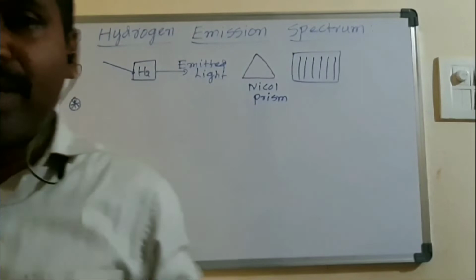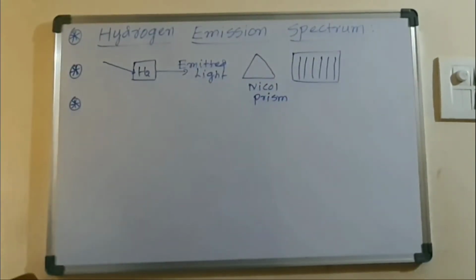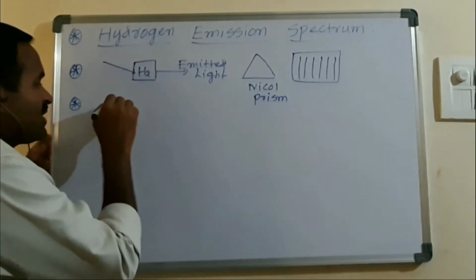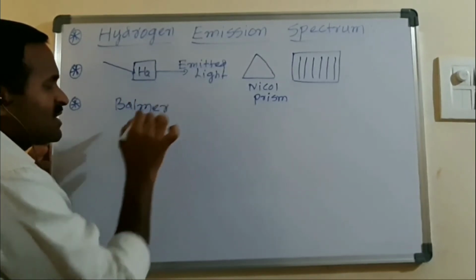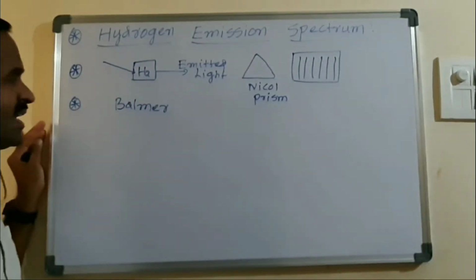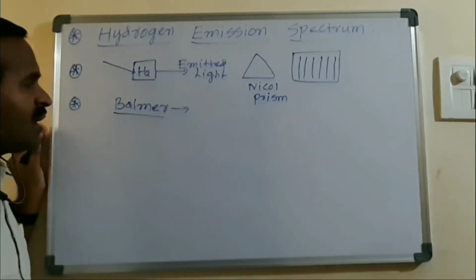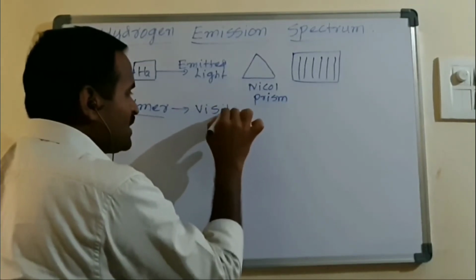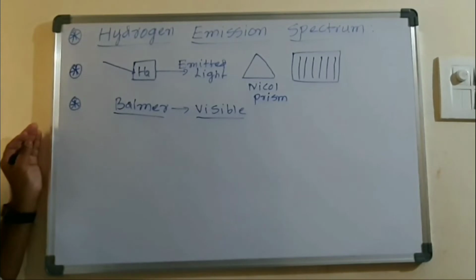These numerous spectral lines were further studied and analyzed by different scientists, and the first scientist who analyzed this hydrogen spectrum is Balmer. Balmer is one scientist. He analyzed this hydrogen emission spectrum, and he found that some of the spectral lines are observed in the visible range of radiation.